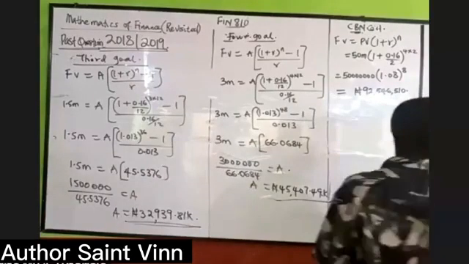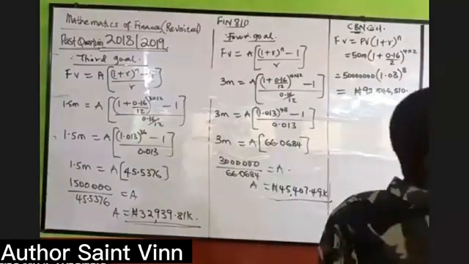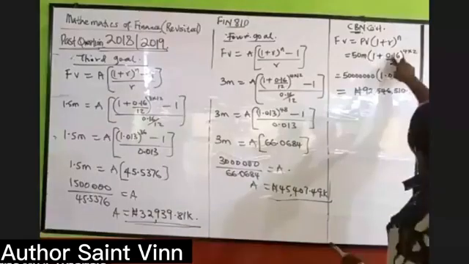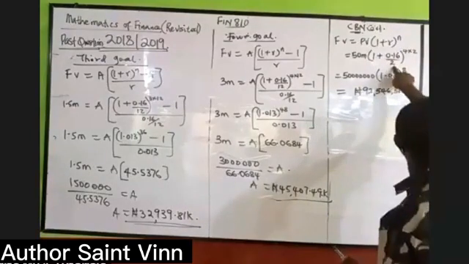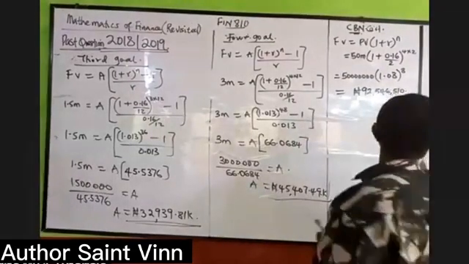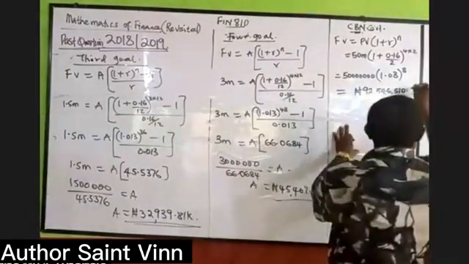Mr. Vincent, for the semi-annually, what did you use? Semi-annually, divide by two. That means they will charge you twice a year. So 0.16 is the interest. Semi-annually we divide by 2 because it is twice a year. Yes. Now, we multiply the power by 2. Next. 0.51.